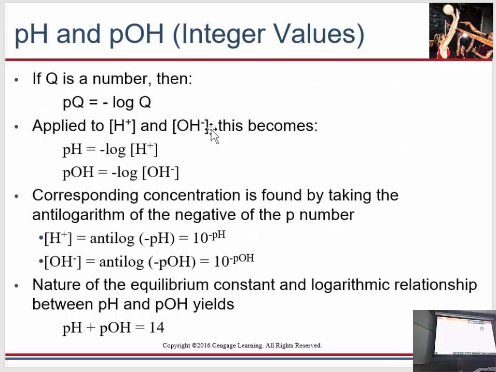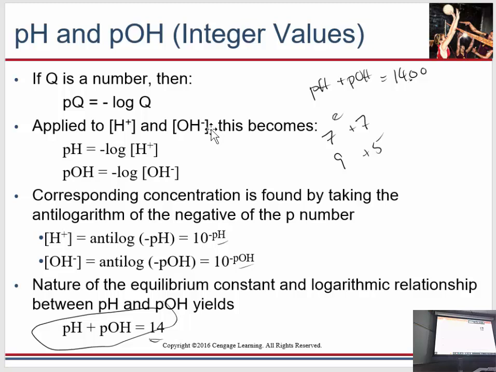Oh, there's one more, and that is pH plus pOH is equal to 14.00. They have to add up. And so we look at the exponents of these; they have to add up to 14. So let's say the pH is 7. If the pH is 7, then the pOH has got to be 7. Let's say the pH is 9. If pH is 9, then the pOH must be 5, etc. These are examples.